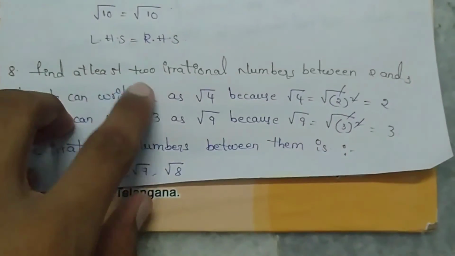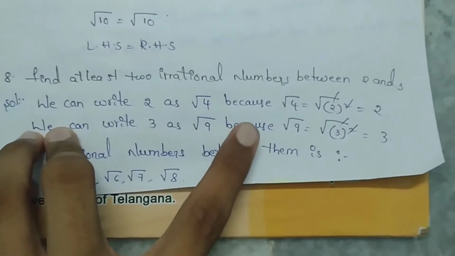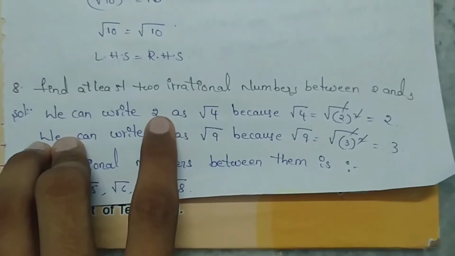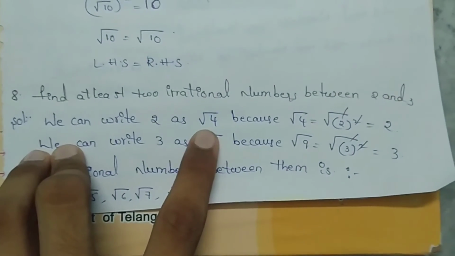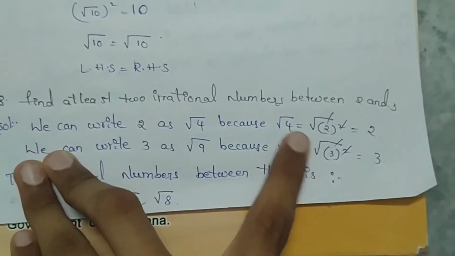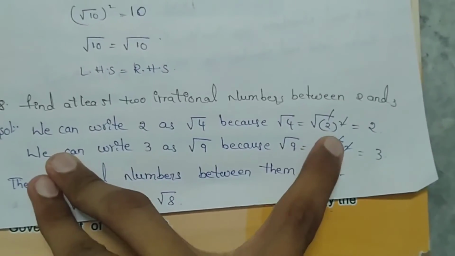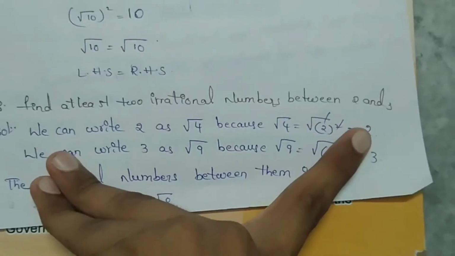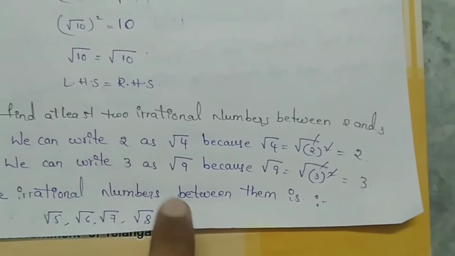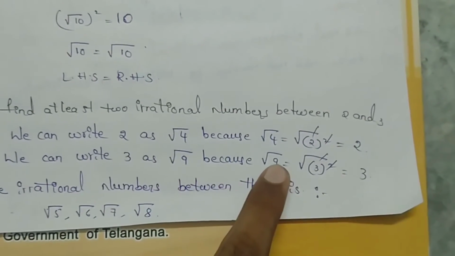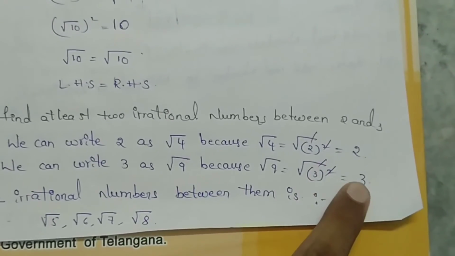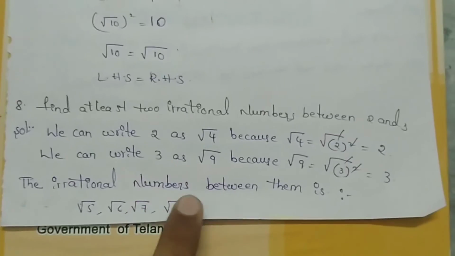Next, 8th problem: find at least 2 irrational numbers between 2 and 3. How can we write 2 as root 4? 4 can be written as 2 square, the square root cancels, and the answer is 2. So 2 can be written as root 4. And 3 can be written as root 9, because 9 is 3 square, the square root cancels, and the answer is 3.